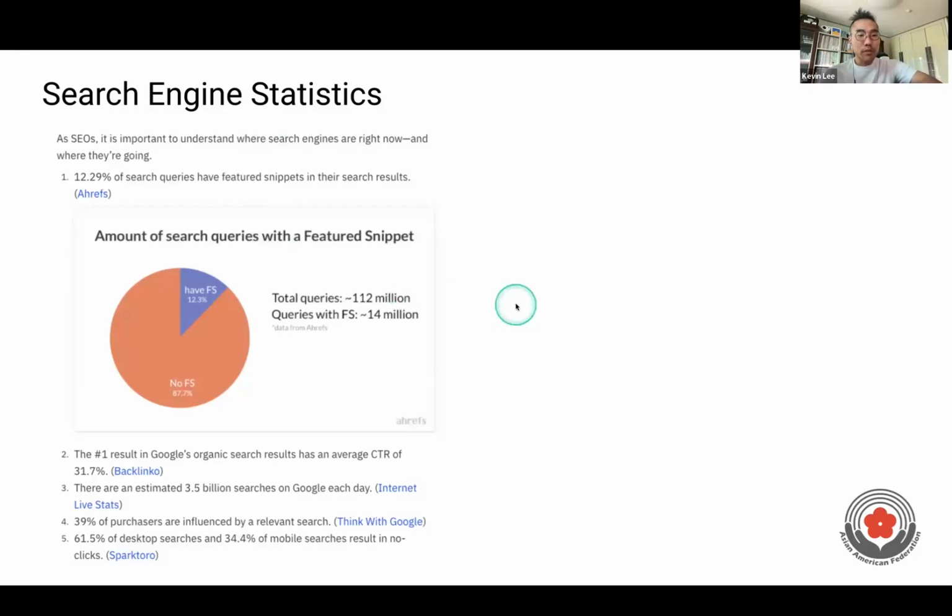And then the number one result in Google's organic search results has an average CTR of 31.7%. CTR stands for click-through rate. It's pretty much like, say, if 100 people looked at your search result page, and you're number one on Google, it means out of 100 people, 31 people click onto your page, which is quite significant. And like I said earlier, an estimated 3.5 billion searches on Google every day. And 39% of purchases are influenced by relevant search, and 61.5% of desktop searches and 34.4% of mobile searches result in no clicks.